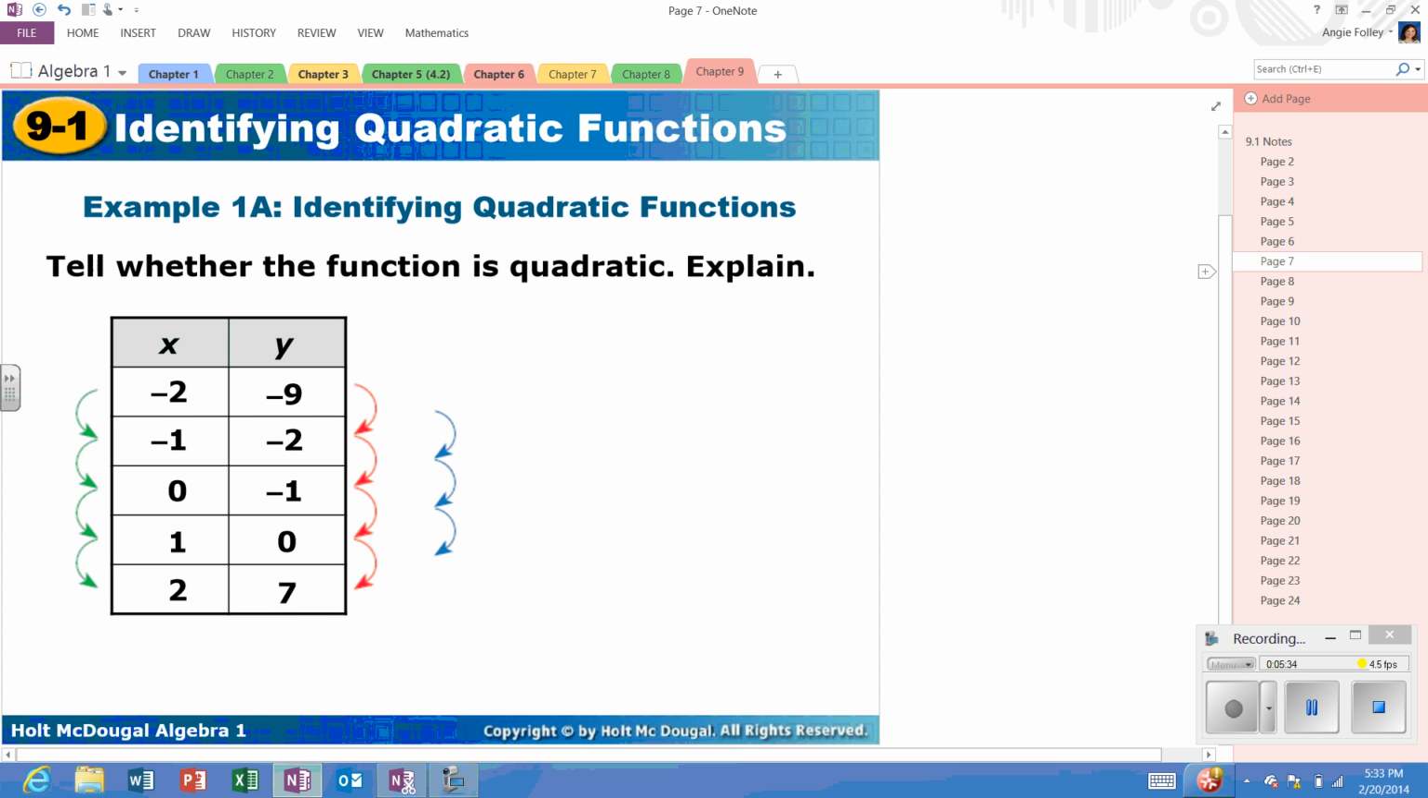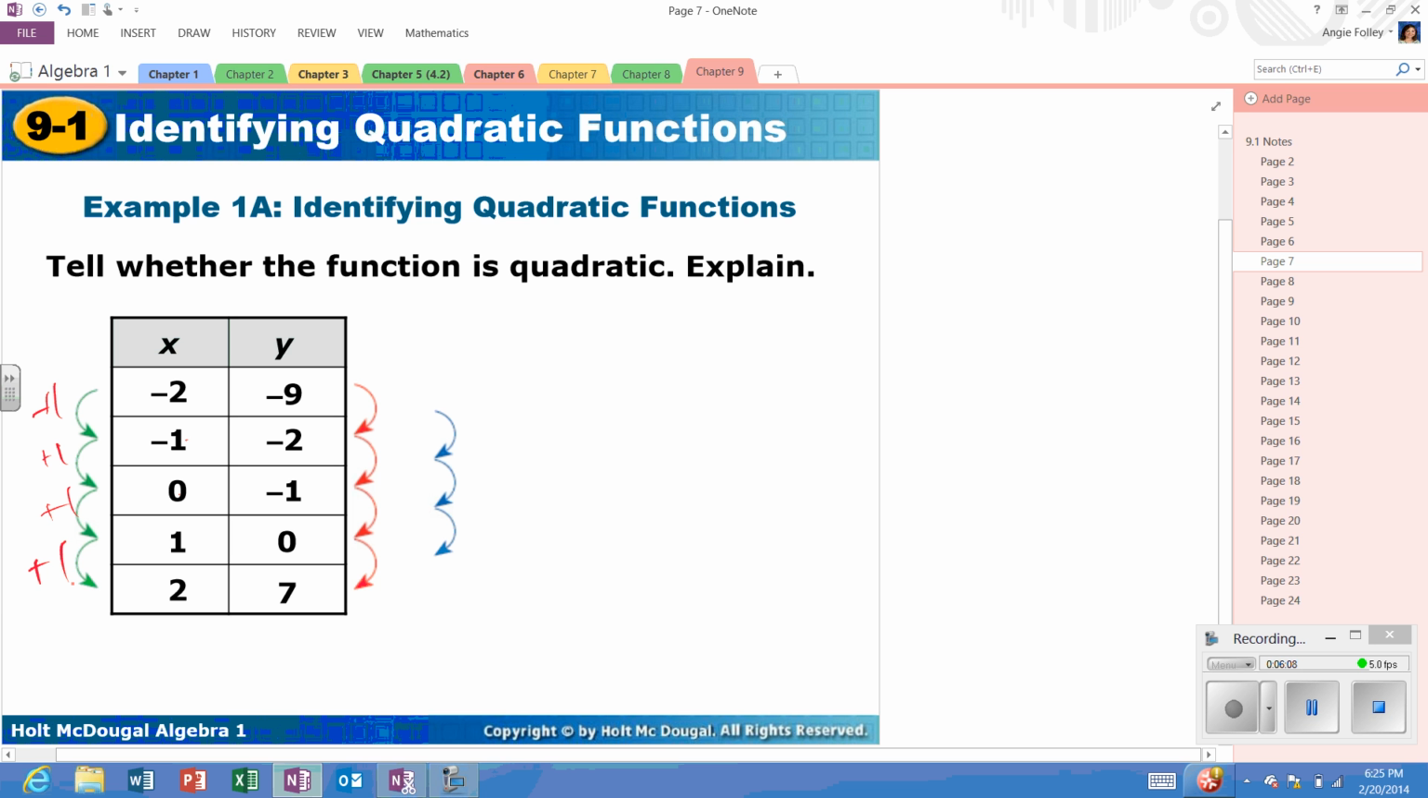So let's decide if this is a quadratic function. We're going to look and see if this is a quadratic function. So we need to check if the differences in our x's are the same. If we go from -2 to -1, that is adding 1. If I go from -1 to 0, that's adding 1. If I go from 0 to 1, that's adding 1. And if I go from 1 to 2, that's adding 1. So all my x's have a constant change, so we're good there.